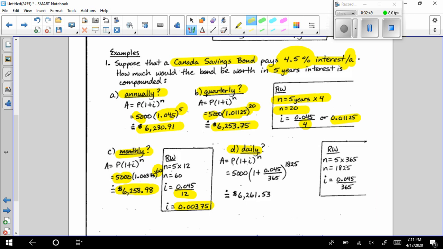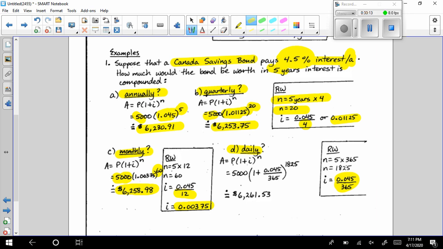When interest is calculated annually, you just use the interest rate that you see in the question in the brackets following the 1. When interest is calculated quarterly, you have to divide it by 4. When interest is calculated monthly, you have to divide it by 12. And if interest is calculated daily, it has to be divided by 365.